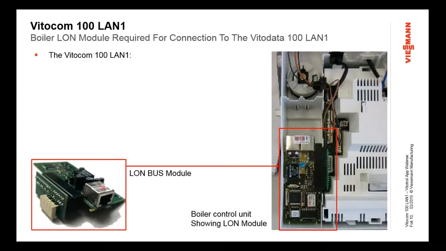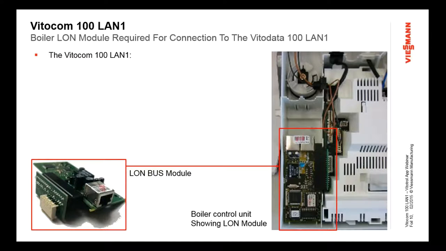Now, to establish the communication between the Vitocom 100 LAN 1 and the boiler, we talked about it being LAN. That means that there needs to be a LAN communication card inside the boiler or the cascade control, whatever Viessmann control we're trying to talk to. Some equipment comes with a LAN card already built into it, like our Vitocrossal 300 CU3A, and some do not, like the Vitodens 200 HB2H series boilers. They don't come with a LAN card built into them because we don't normally need them all the time.